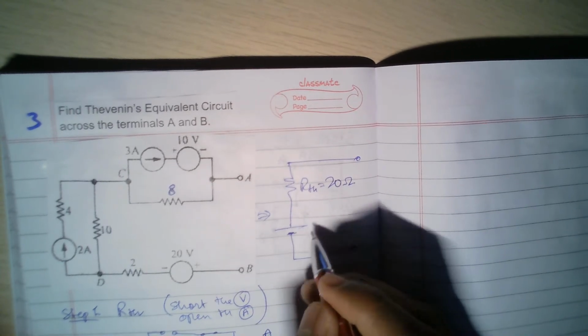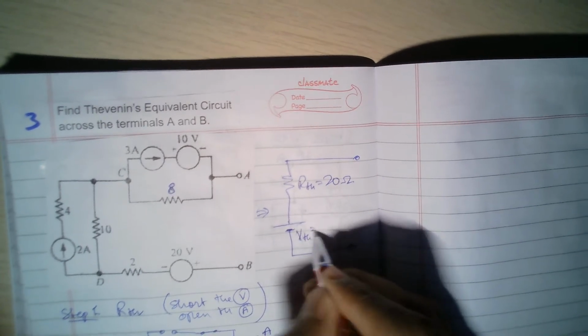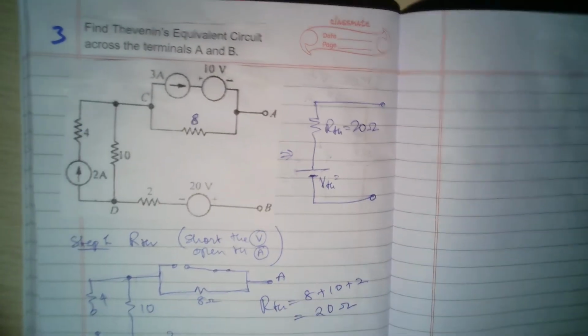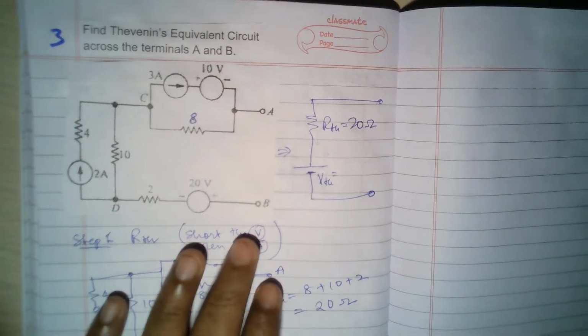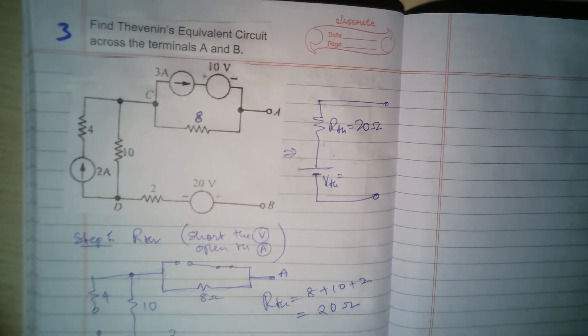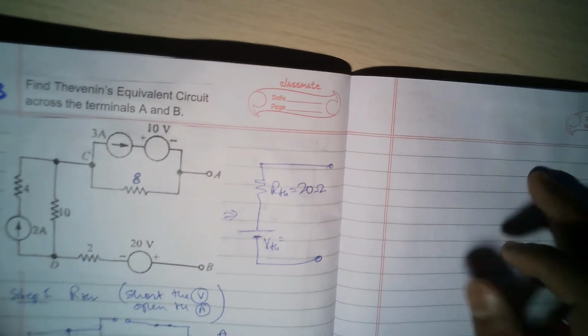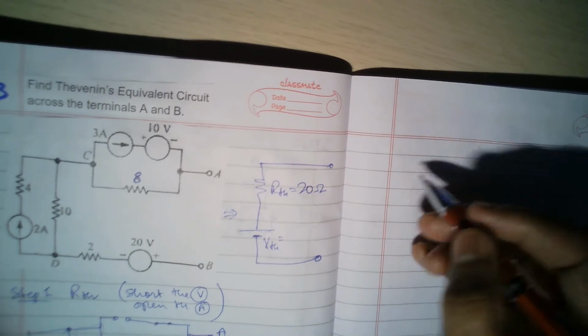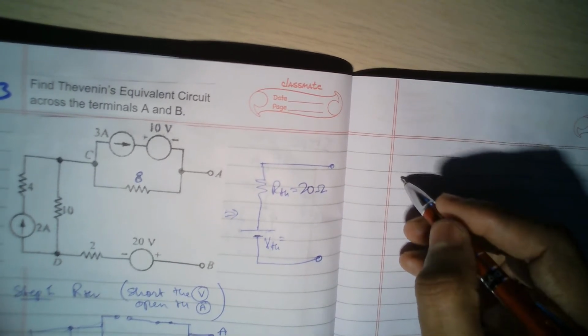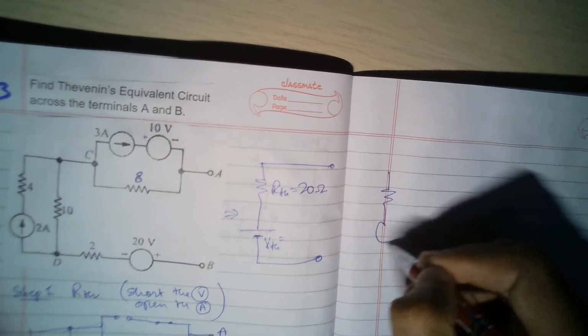Next, I need to find the VTH, Thevenin's voltage. Okay, so how do I find it? Now introduce all the sources. Okay, and then you see, anyway, this AB is still open. So let me redraw the circuit here once again for easy reference.